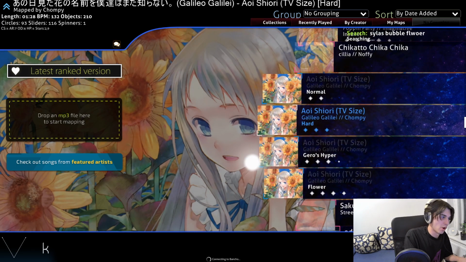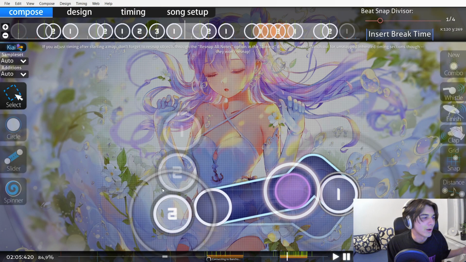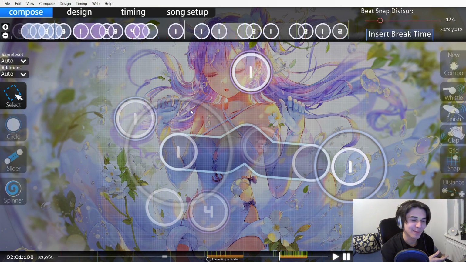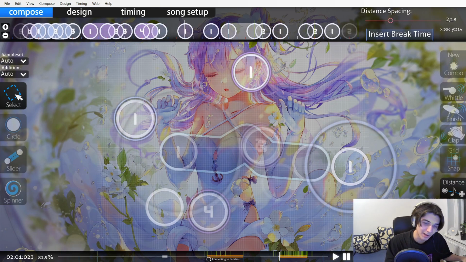Silas, bubble flower. Okay, so this map has a really nice section at the end. The song repeats itself a bunch, and the map does too, but it utilizes a concept of symmetrical sliders. It plays around with that concept quite a bit, and I'm just gonna show you the section and let it play.